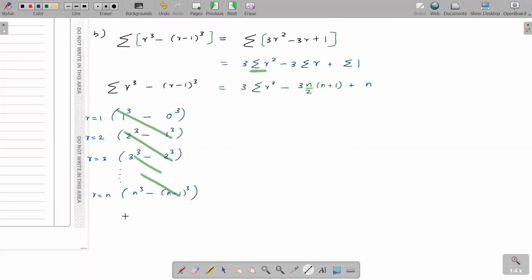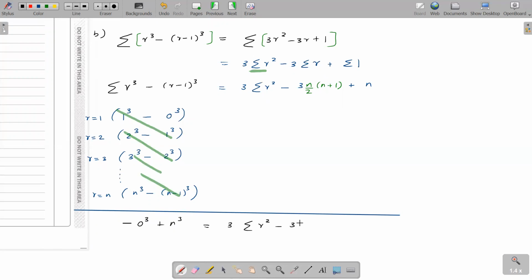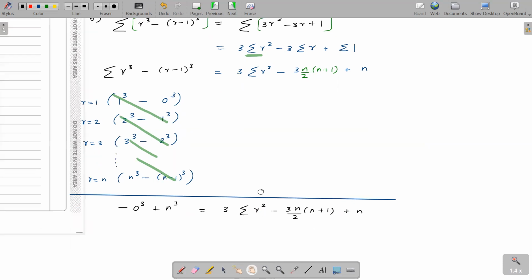So then when you take the summation of everything, what's remaining now? You have remaining here minus 0 cube and this is plus n cube. Can you see what's remaining from this summation over here? This side, minus 0 cube and plus n cube is remaining. On the other side, you have 3 times summation r square minus 3 times n over 2n plus 1 plus n. Are you all with me? And now what do we need to do? Make summation r square the subject.